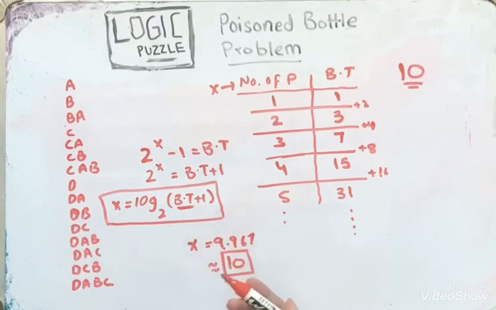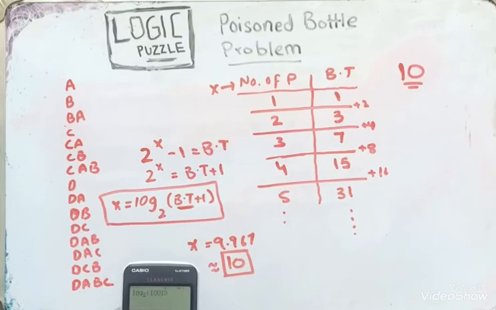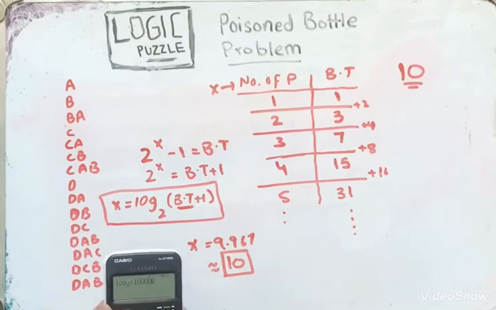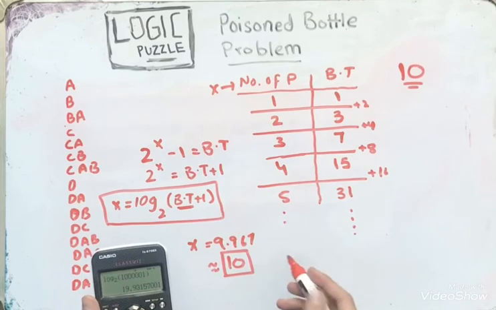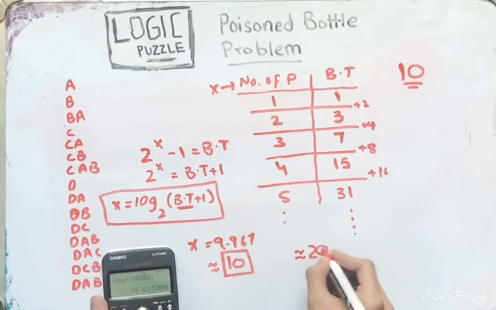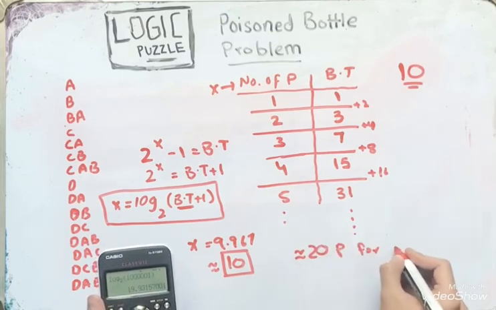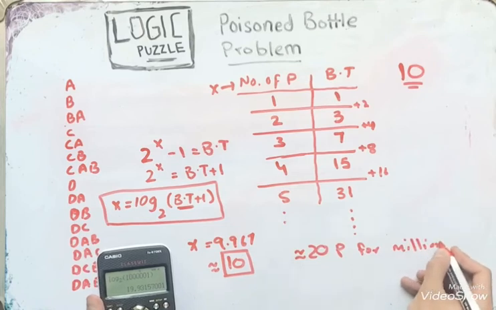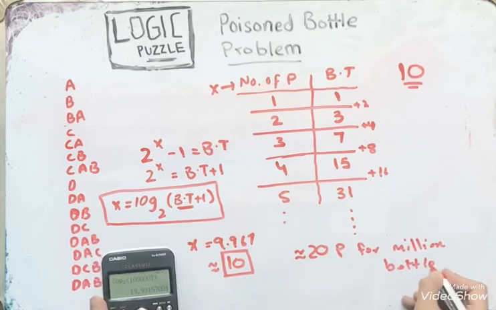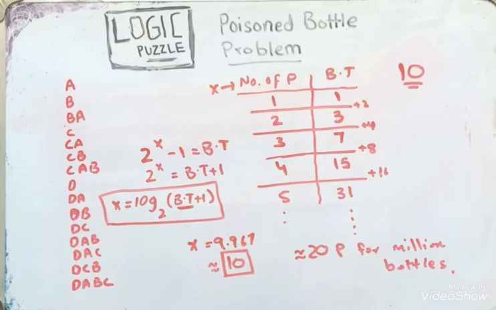For example, how many prisoners do you need in order to test a million bottles? So you just need to go back here and write in a million, and you need exactly 20 prisoners for a million bottles. So I hope it made sense. It really involved a little bit of mathematics, but it was really logical.